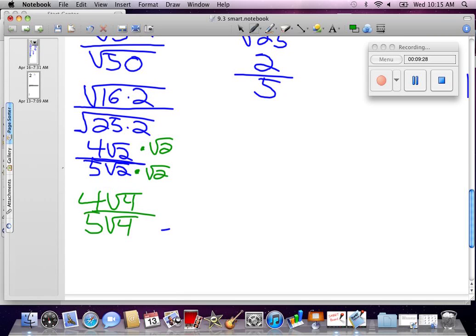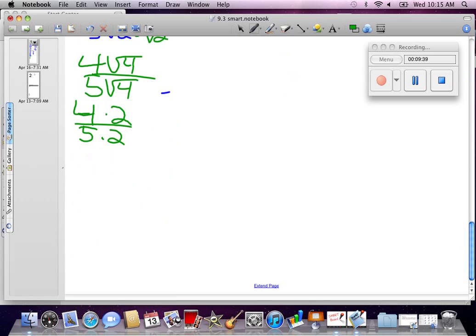What's the square root of 4? 2. So I get 4 times 2 over 5 times 2. So I get 8 over 10, which reduces to 4 fifths. 4 times 2 is 8, 5 times 2 is 10. So that's how I get 8. I got 10.